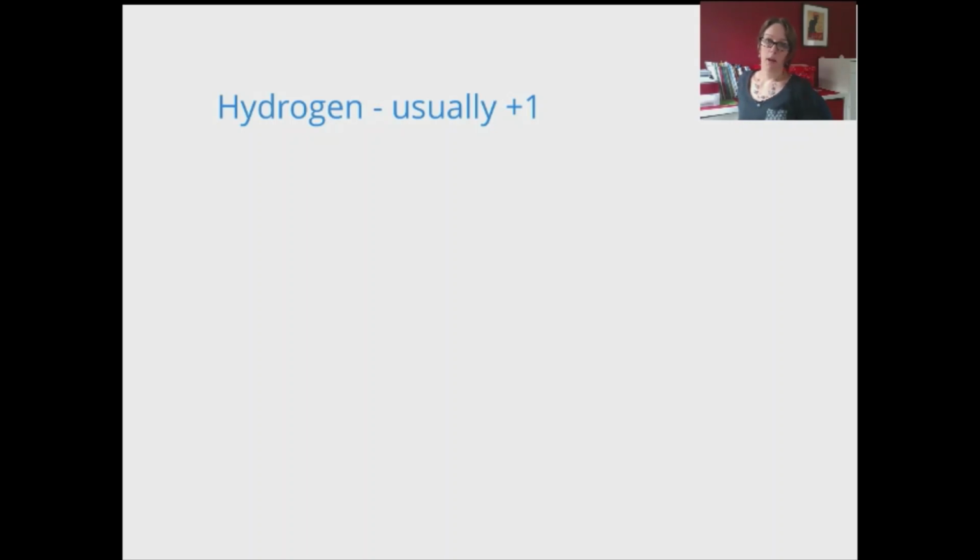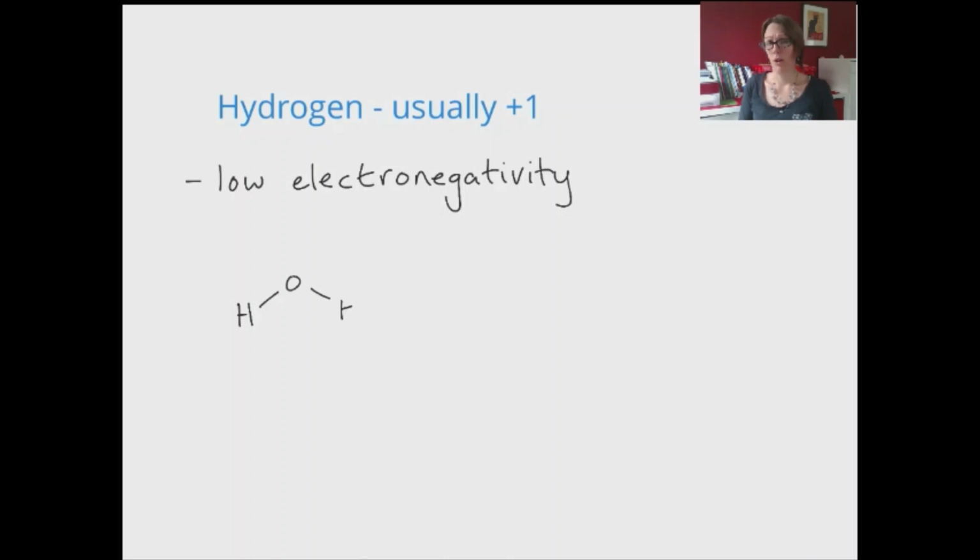Hydrogen, we have another rule for hydrogen, and we say that it's normally +1. There are very few times when hydrogen is not +1. The reason for that, hopefully we're starting to see a trend here, is that hydrogen has a very low electronegativity. It's one of the least electronegative of the non-metals. And so that would mean that when hydrogen is forming a covalent bond, it will always form a delta positive. It can only form one bond.